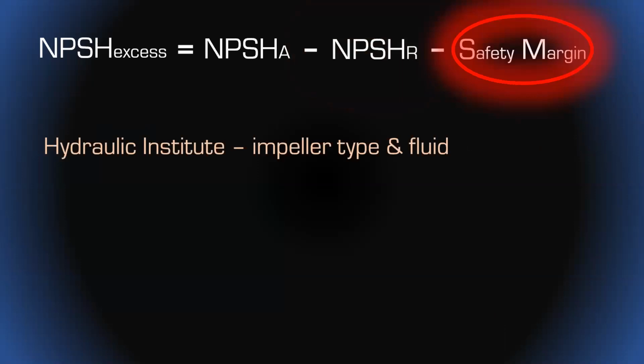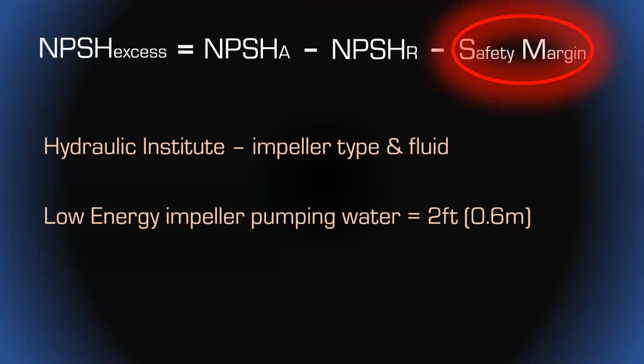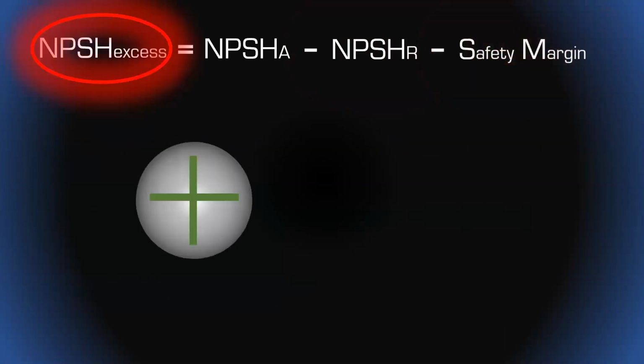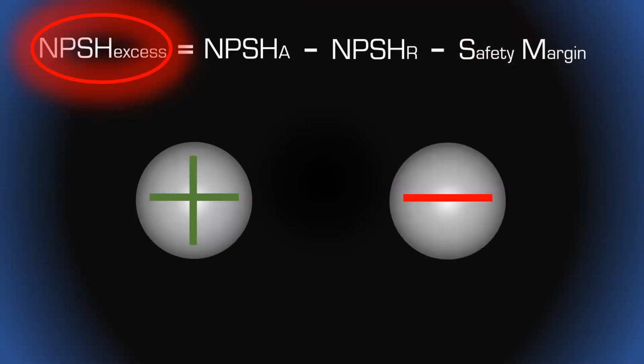And finally, safety margin. Hydraulic Institute really governs a lot of these things. It's about impeller type and fluid. Low energy impellers, I use low energy impellers all the time. I apply them to water, and we use about 0.6 meters or 2 feet as a safety margin. But it's always good to consult with the distributor or the pump manufacturer. They know their product the best, and they might be able to guide you on what their idea and their philosophy is on the safety margin. So pump NPSH excess, positive is always a good thing. Negative, you've got some tweaking to do.